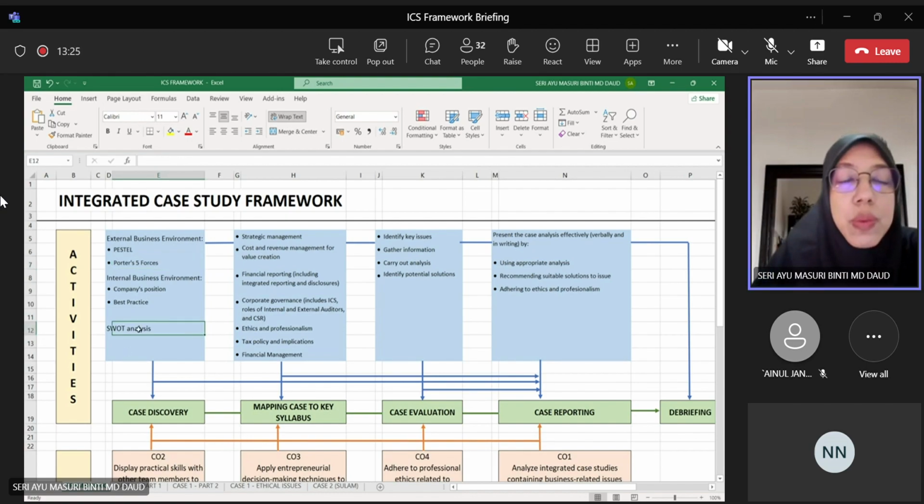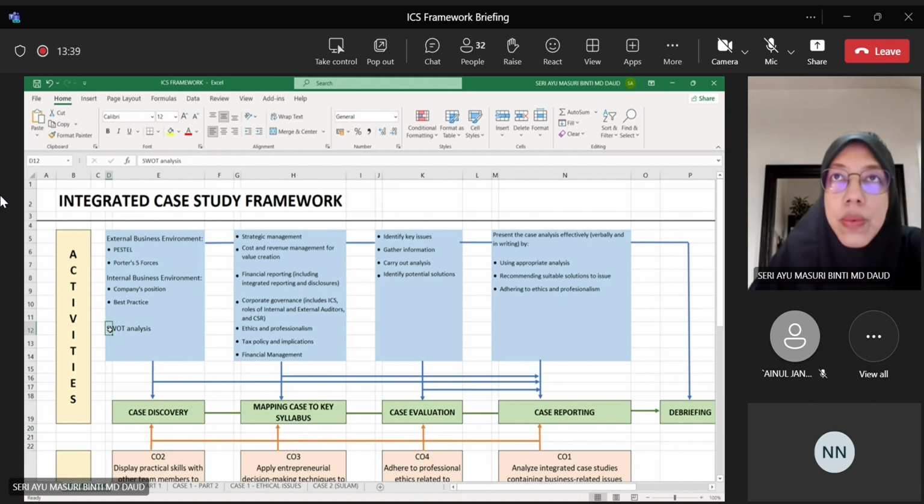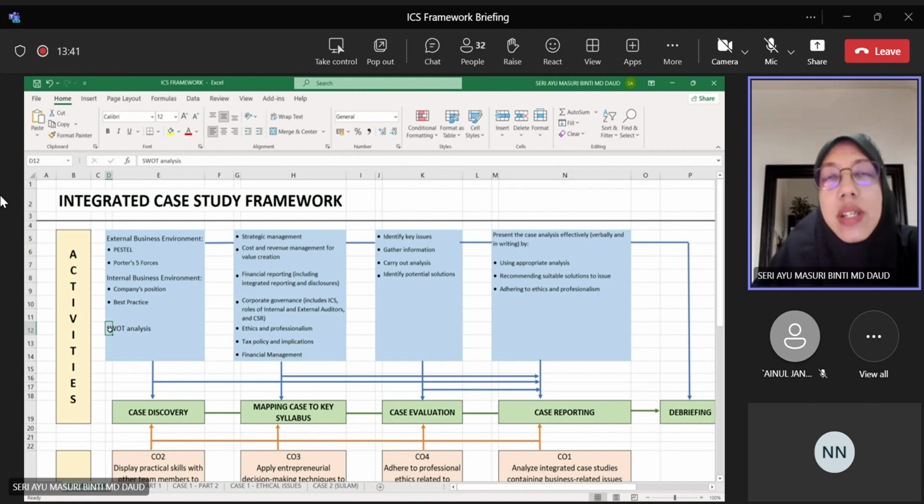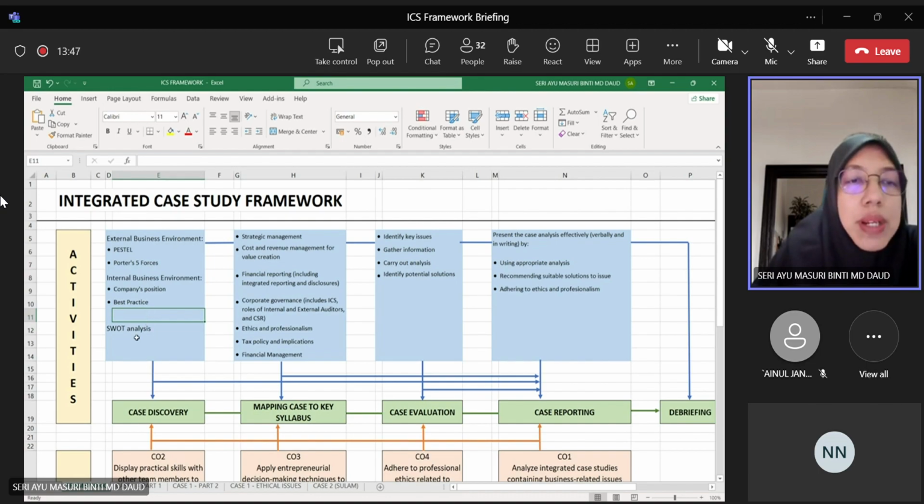For SWOT analysis, most probably you'll get the issues from weaknesses or the threats. But not every single weakness or not every single threat is an issue. When you say issue, it means the issue needs to be resolved. So it's problematic to the company. All right, so that is part 1.